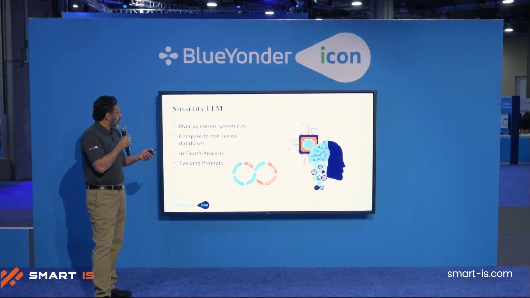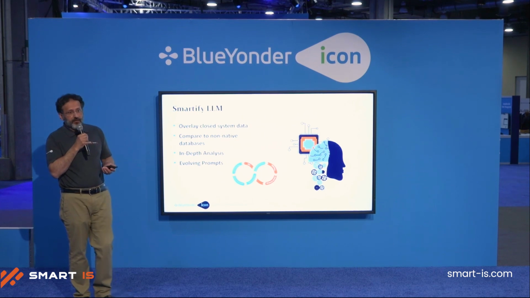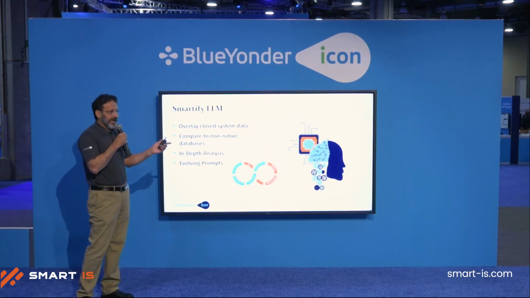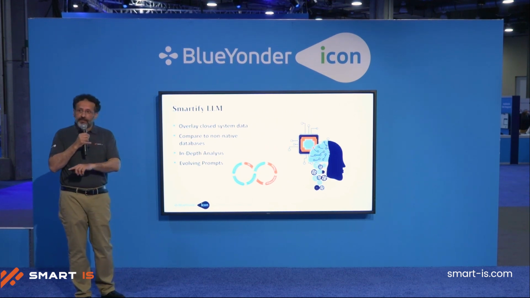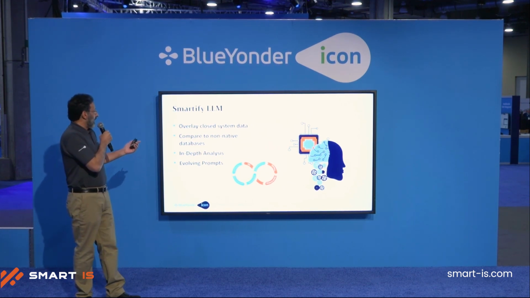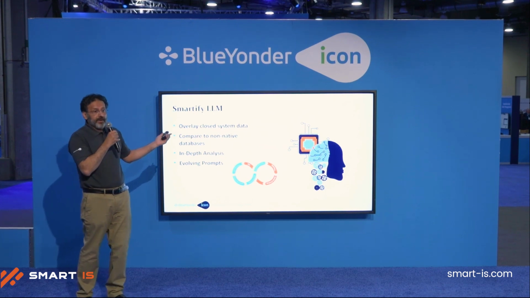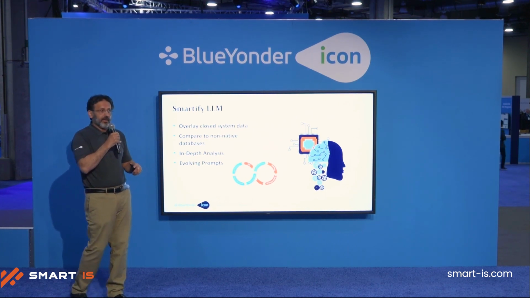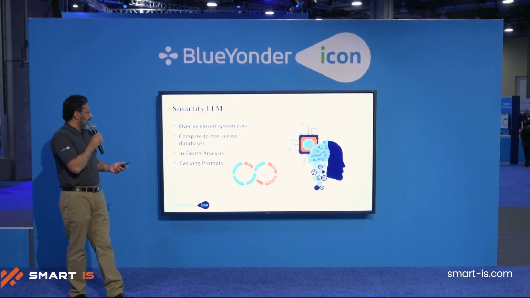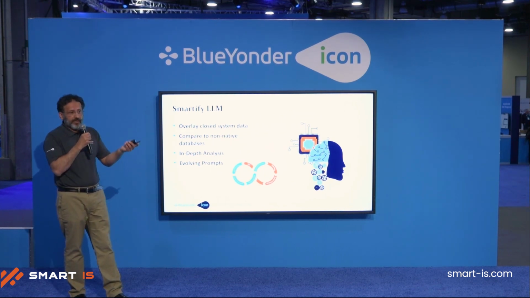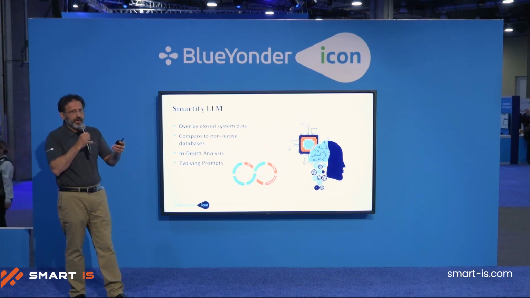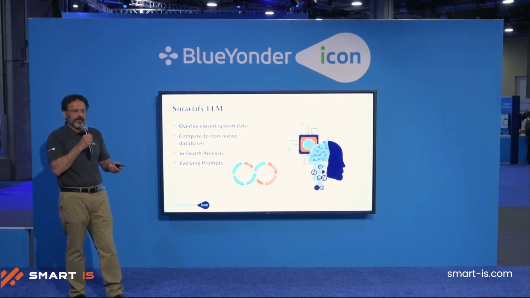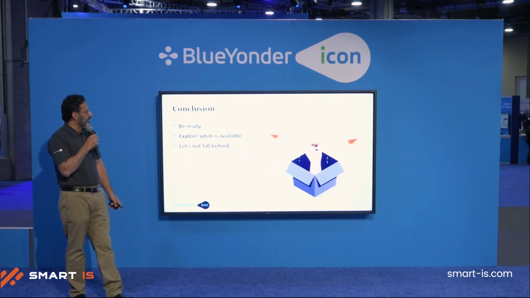So overall, that's what smartifying this kind of a concept is, that we can utilize the LLM to integrate with your on-premise systems or BY cloud systems, and then we can bring multiple data together from other systems or from the cloud, and then we can do in-depth analysis. And we can also do evolving prompts, and we can keep context as well. So you can get some orders and say, okay, what was wrong with these orders? That kind of stuff can be done quite easily as well.